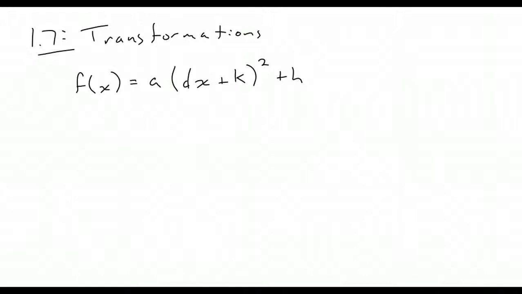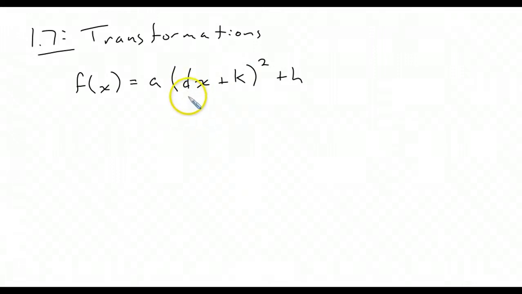In this video I'm going to be talking about 1.7, which is dealing with transformations of graphs. And this is just the way that graphs kind of move around. It can be any parent graph. This could be the absolute value. I just happen to pick our quadratic parent function. Doesn't matter though. It could be absolute value, it could be greatest integer, anything at all.